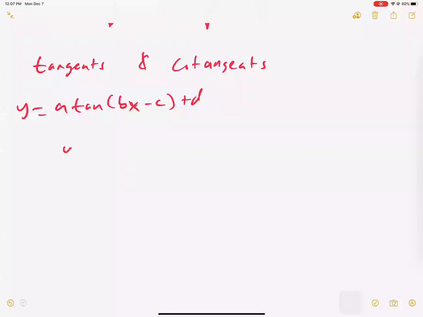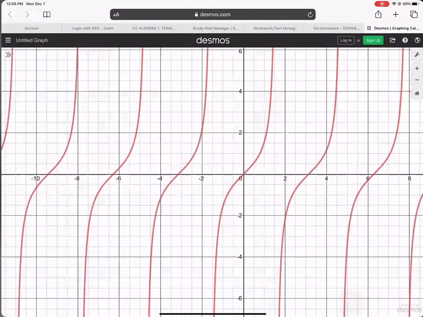So if I write y is equal to 2 tangent of x, let's go ahead and start here as we first start. Okay, a is equal to 2, b is equal to 1, c is equal to 0 and d is equal to 0. Now, I want to show you the difference between tangent and cotangent graphs right away. First, the big difference. Here is my tangent graph.